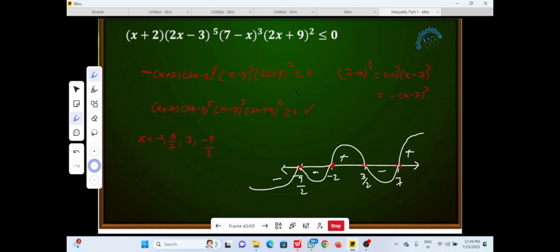Now we need to look for the region where this whole expression is greater than 0, means positive. So the positive region is from minus 2 to 3 by 2 and then 7 to infinity. So the solution for this is the set of all x, as these points are included, so closed interval minus 2 to 3 by 2 union 7 to infinity.